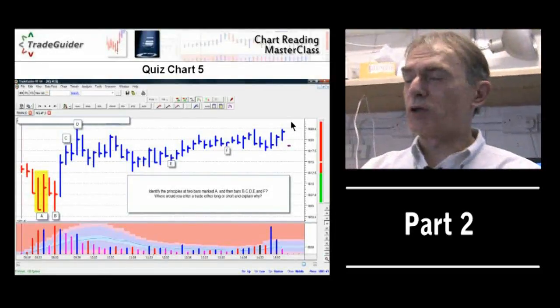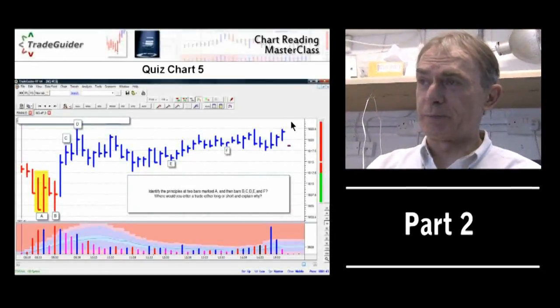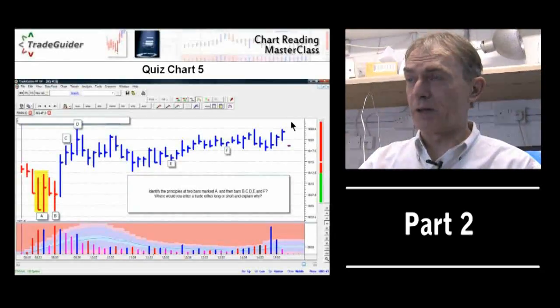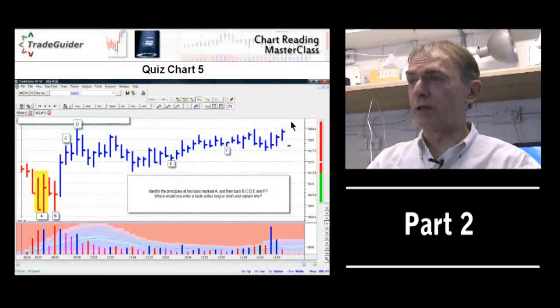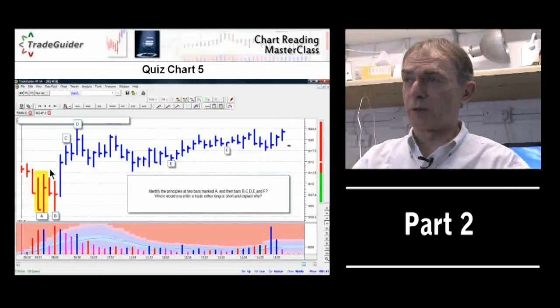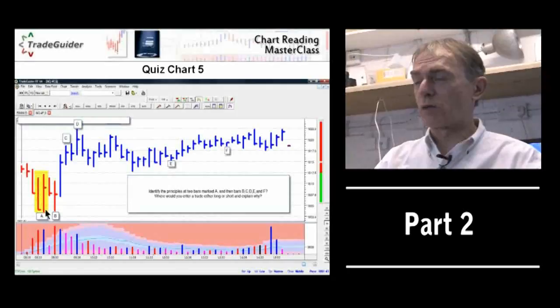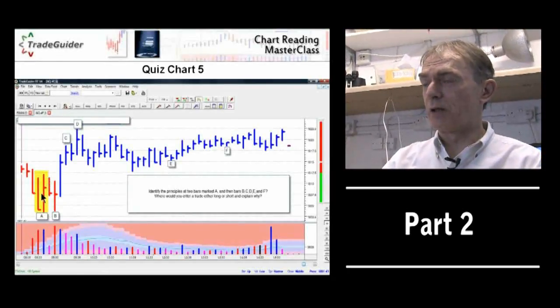A is a bottom reversal. What we've got is a down bar closing on the lows, the first bar. These are the 2 bars which are highlighted in yellow on the chart. The first bar is a down bar closing on the low. It's quite a wide spread, and it's after the falling prices behind us. The volume is quite high on that. The second bar is an up bar which is closed a little bit off the highs.